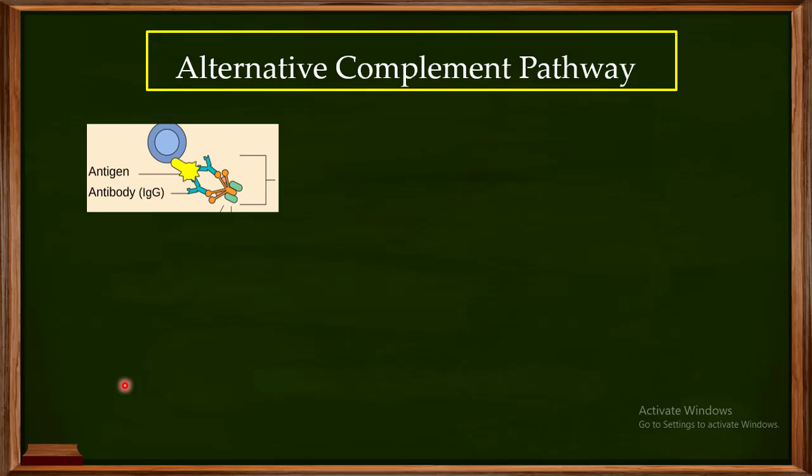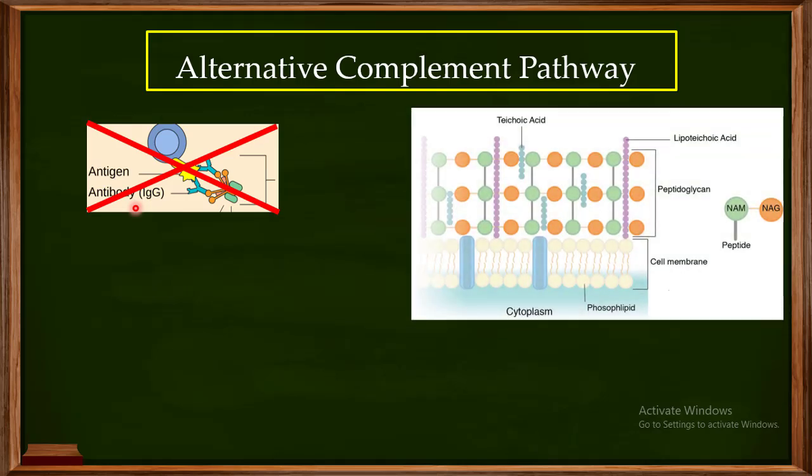If you remember, I've told you that when you talk about the classical complement pathway, you need antigen antibody complexes. Now, in case of the alternative complement pathway, you are not going to need any antigen antibody complexes. So, what do you need for the activation of the alternative complement pathway? A lot of things can activate it.